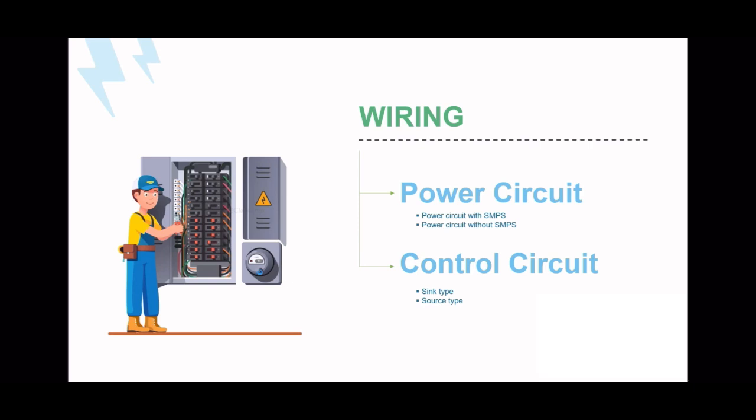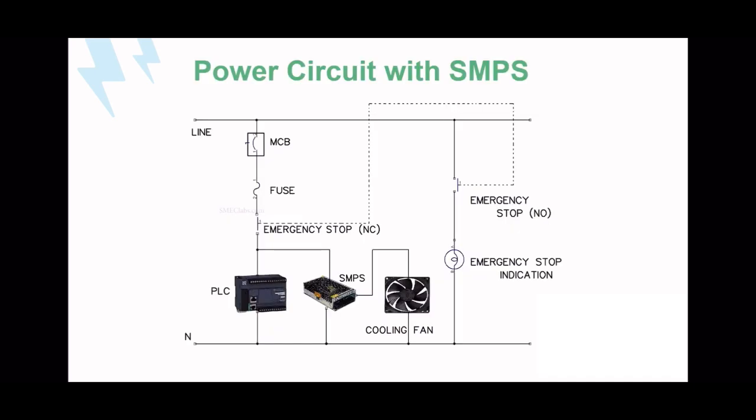Then about the power circuit with SMPS, we can look at the picture of the power circuit with SMPS. You can see here, this is your power circuit with SMPS. We have to give 230 volt directly to that PLC. Here you can see the line and neutral given directly to the PLC, and that PLC works with 24 volt DC.